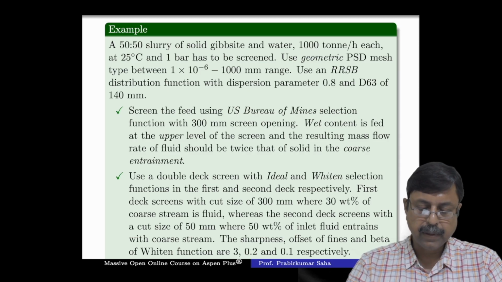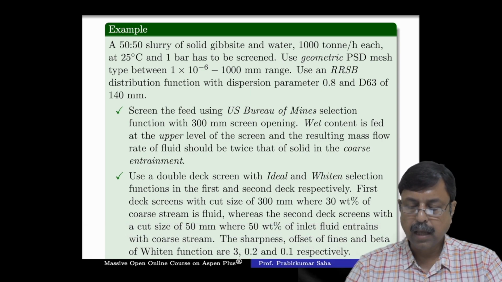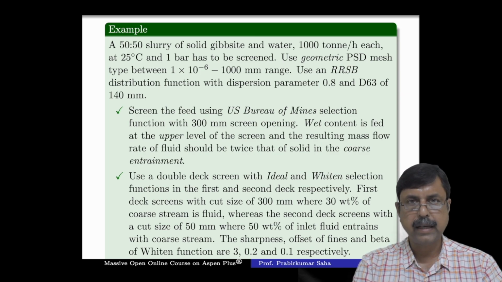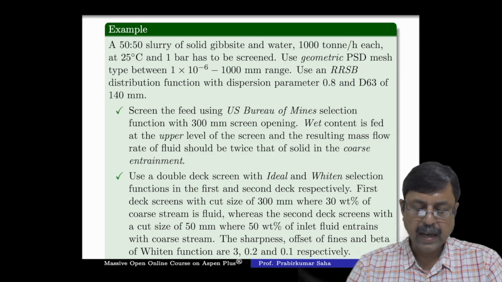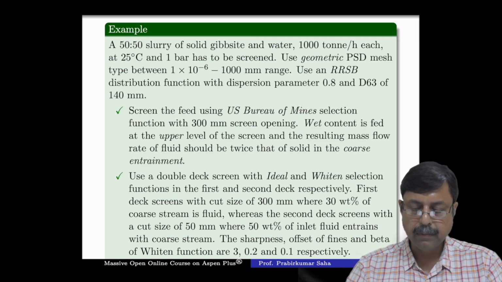So this is the example. It says a 50-50 slurry of solid gibbsite and water, 1000 tons per hour each. That means it will be 1000 tons per hour gibbsite and 1000 tons per hour water. At 25 degrees centigrade and 1 bar has to be screened. Use geometric PSD mesh type between 10 to the power minus 6 and 1000 millimeter range. It has been given. Use an RRSB distribution function with dispersion parameter 0.8 and D63 of 140 millimeter.